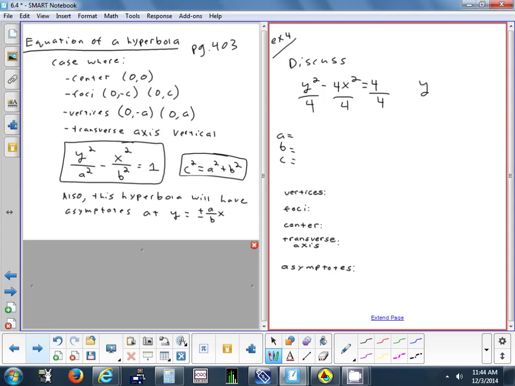So that's going to give me y squared over 4 minus, now the 4's cancel out here, but if you want to keep a number in the bottom, what could you keep there if you want? 1. Could keep a 1 there. And then 4 divided by 4 is 1. Okay, what's a? 2. What's b? 1. And then c? c squared equals a squared plus b squared. So c is the square root of 5.